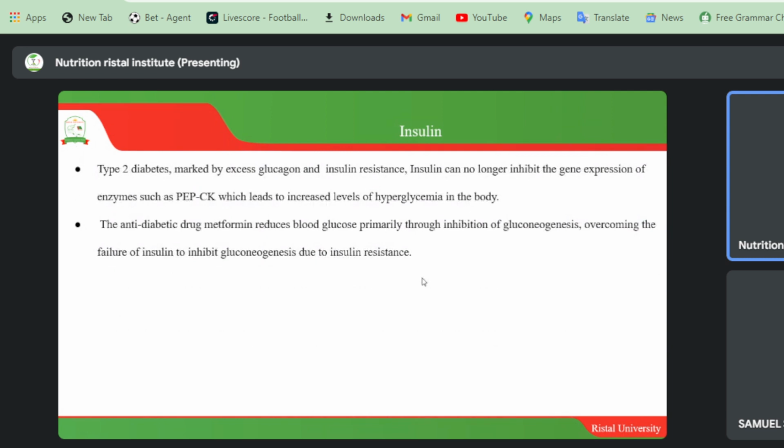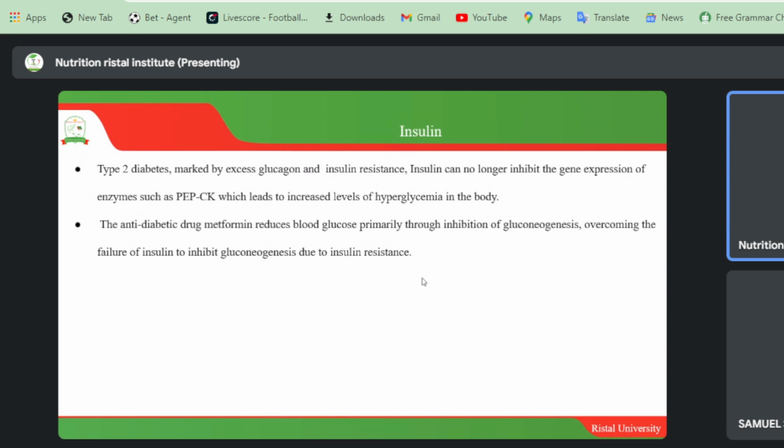Then type 2 diabetes is marked by excess glucagon and insulin resistance. So insulin can no longer inhibit the gene expression of enzymes such as PEP carboxykinase, which leads to increased levels of hyperglycemia in the body. What happened here? A diabetic patient is one that cannot regulate blood sugar levels, and type 2 diabetes especially is one that is associated with insulin resistance and other diseases like hypertension and obesity and non-communicable diseases.